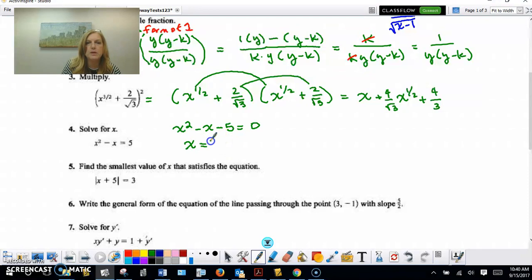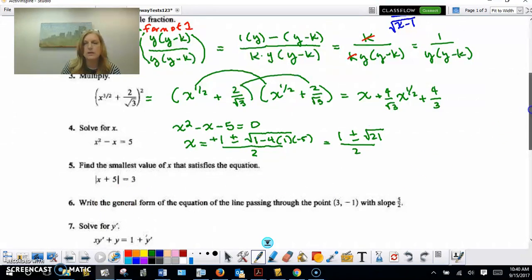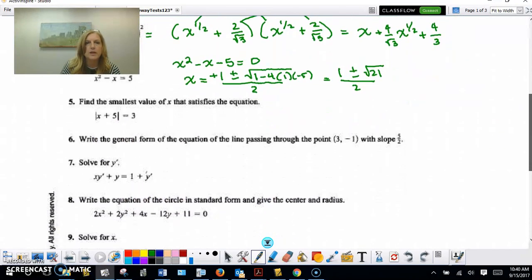The opposite of b would be positive 1 plus or minus the square root of b squared minus 4ac, all over 2a. And then just simplify. So 1 plus or minus the square root of 21 over 2, and then we're done with that problem. Pretty easy. Just remember that you have to isolate and get 0 on one side.